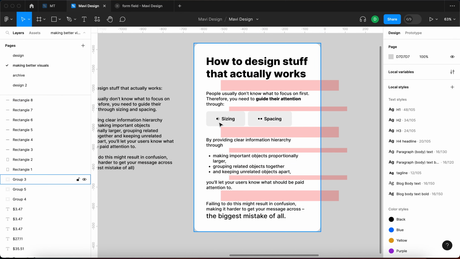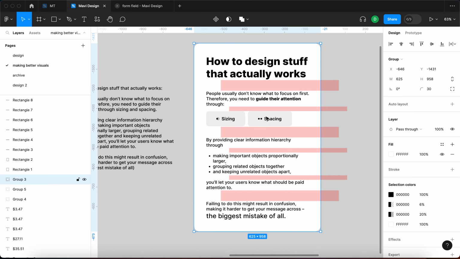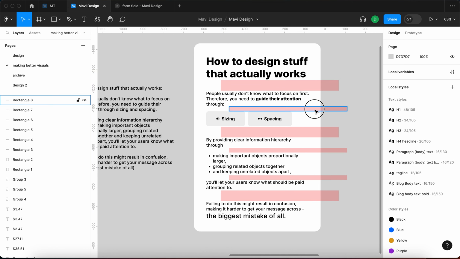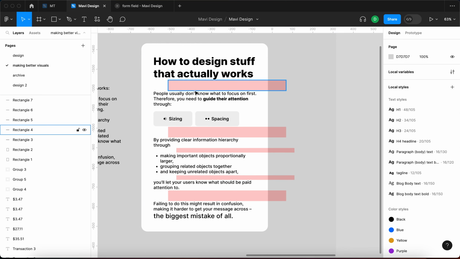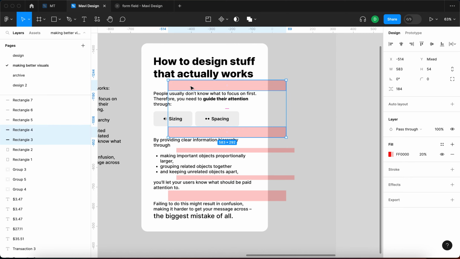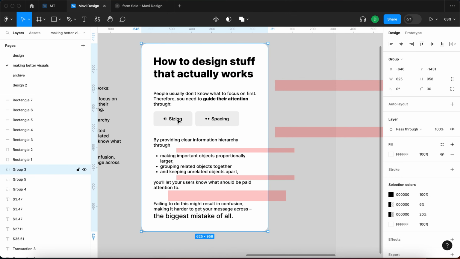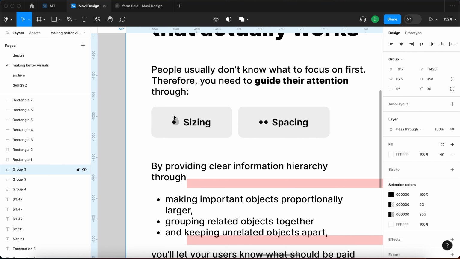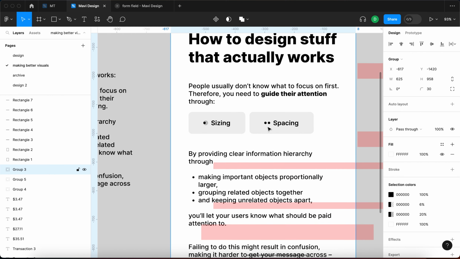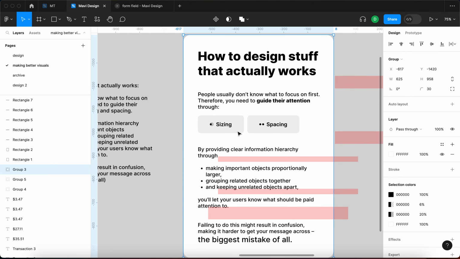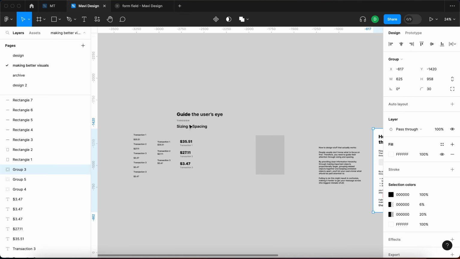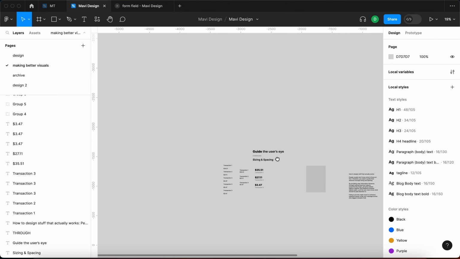So the first section would say this: people usually don't know what to focus on first, therefore you need to guide their attention through, and then you have sizing and spacing. So it's immediately apparent that, first of all, this is one section because of the bigger spacing, and it's also immediately apparent that there are two things you need to do. This is 1 and this is 2. And it's also apparent that because they take up a lot of space and are visually prominent, they're going to be important logically, which is exactly the case, because sizing and spacing is what all of this is about.